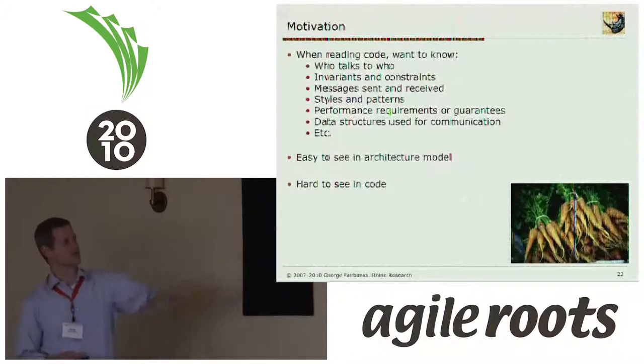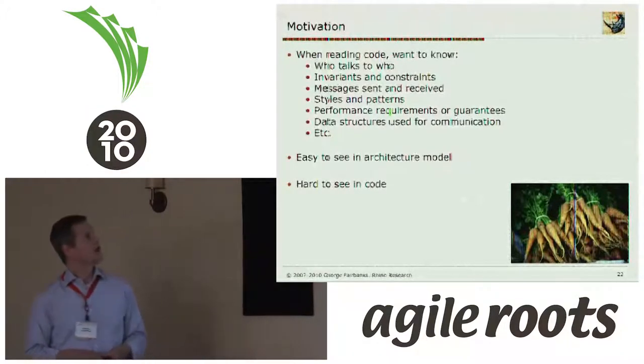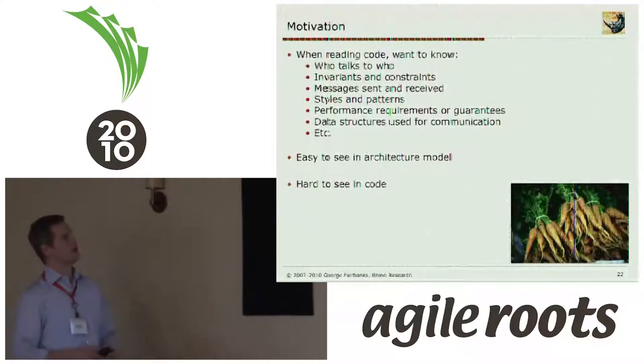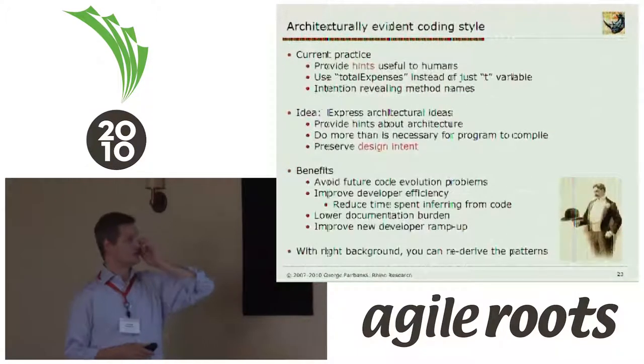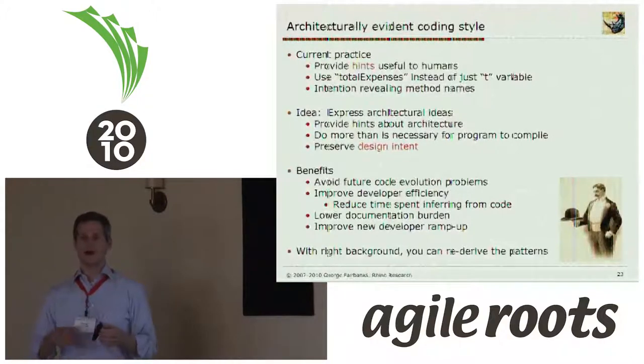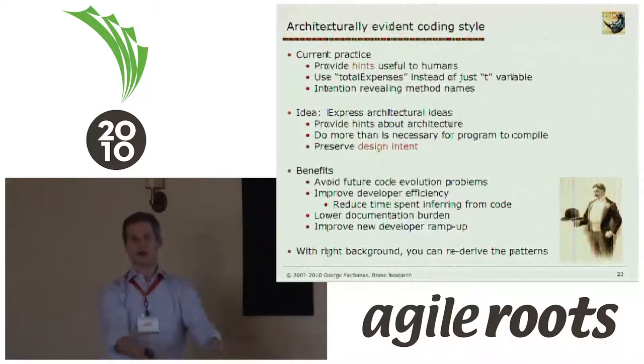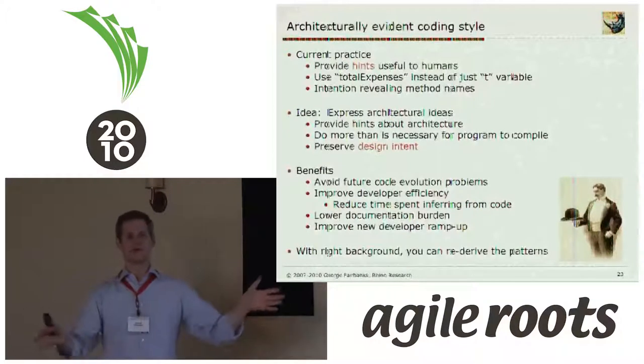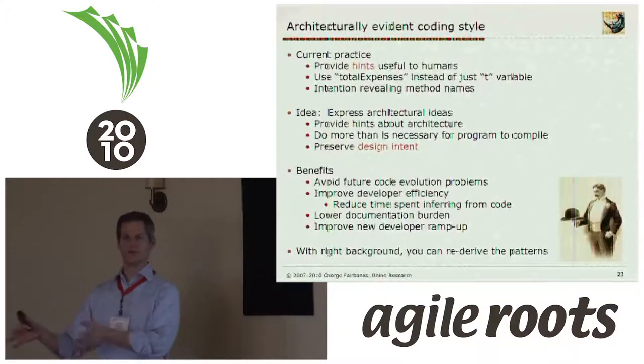So these are the kinds of things we'd like to see. I stole this language from David Garland, my advisor: an architecturally evident coding style. Imagine you could write two different programs, A and B, and they're functionally equivalent, sort of like that obfuscated code and the beautiful code, okay?